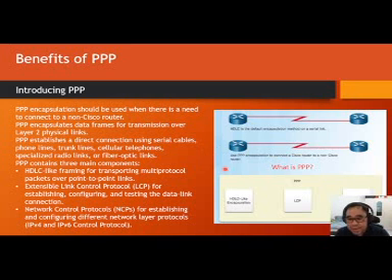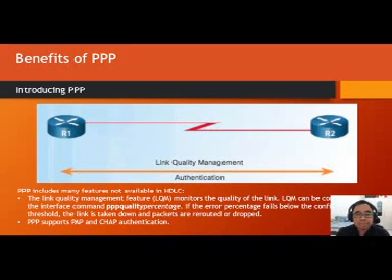So this is a sample HDLC and PPP connection. PPP includes many features not available in HDLC. The Link Quality Management feature, or LQM, monitors the quality of the link. LQM can be configured with the interface command ppp quality percentage. If the link quality falls below the configured threshold, the link is taken down and packets are rerouted or dropped. PPP supports PAP and CHAP authentication. Okay, I think we will do it later.